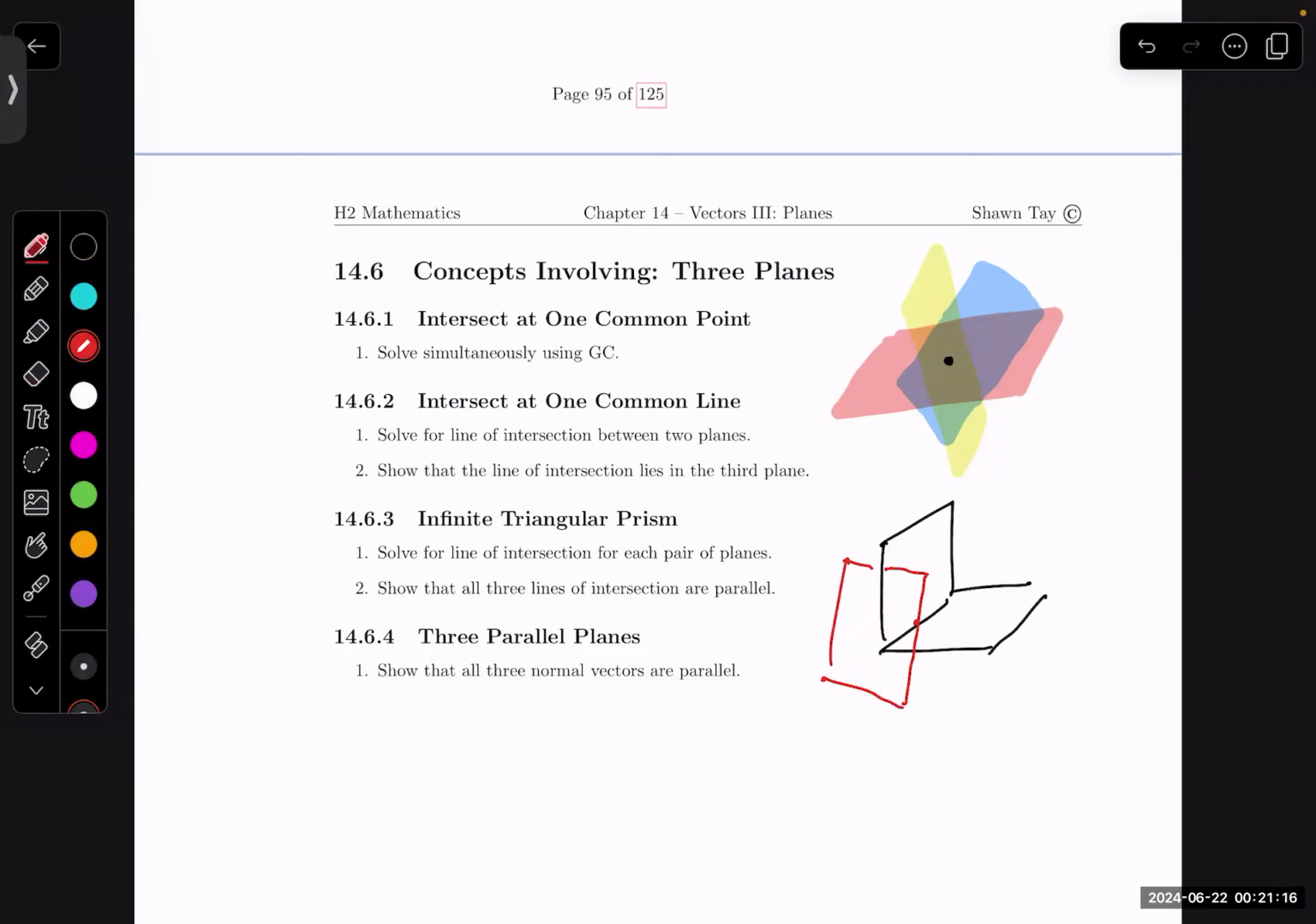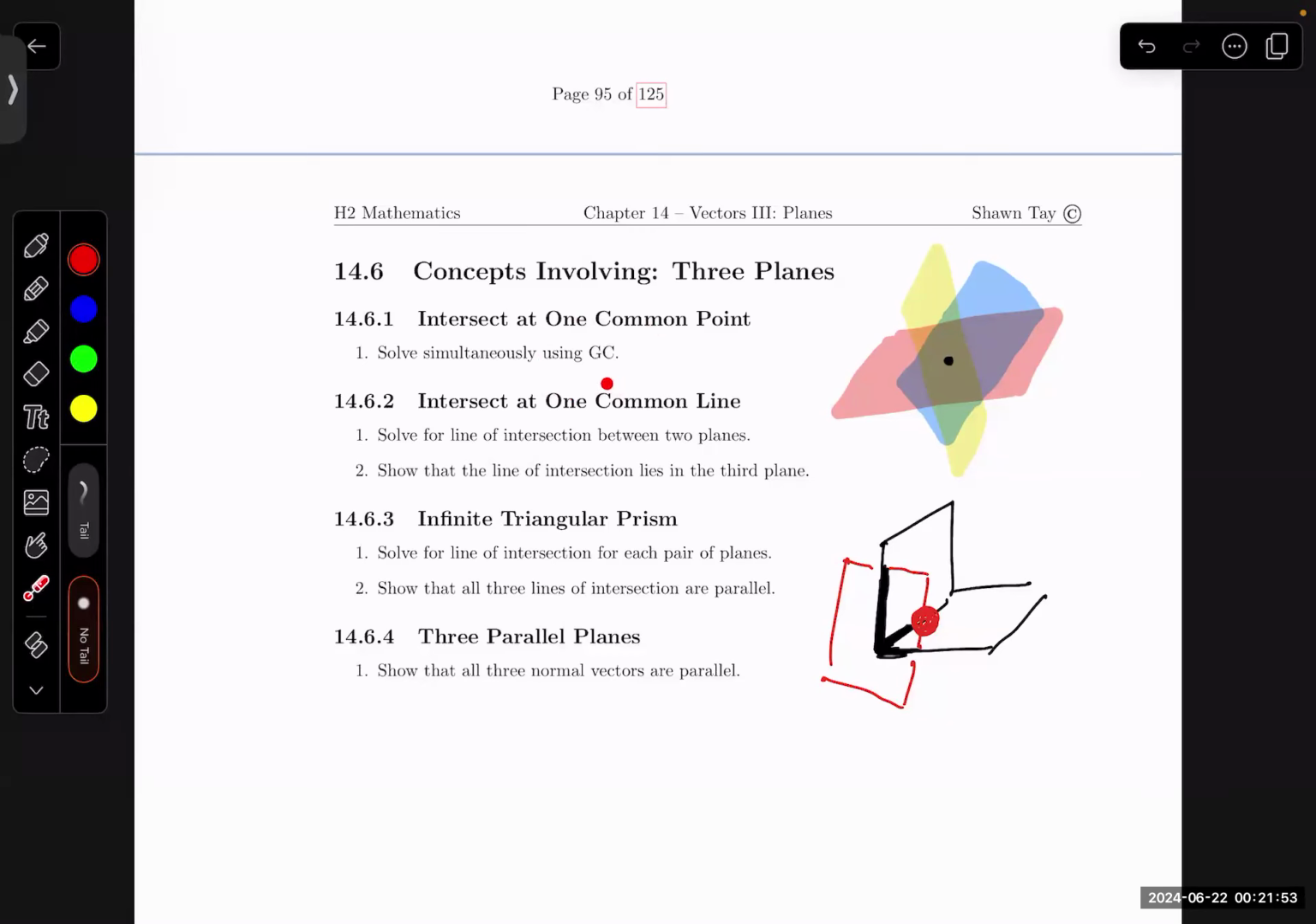So this part is outside. This part is outside. The red color part I cut through. So actually this part is popping out. Then like this. Basically, you have a point here. It's quite hard to imagine. One common point. You just solve simultaneously using GC.